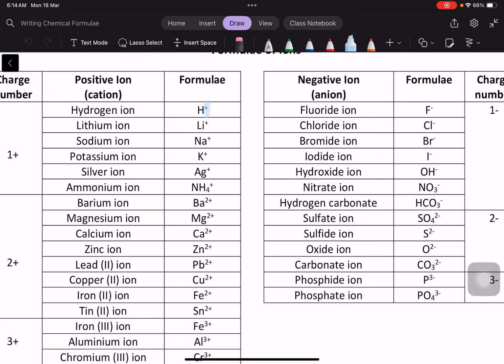For example, for positive ions, there is silver, 1 plus. If you have NH4 plus, it means the charge is still 1 plus. The 4 refers to the 4 hydrogens that combine with 1 nitrogen to form 1 ammonium ion. So always remember the charges appear on the right top corner.